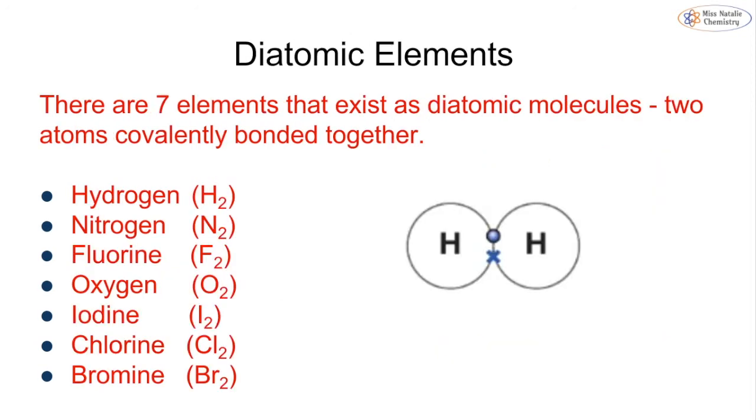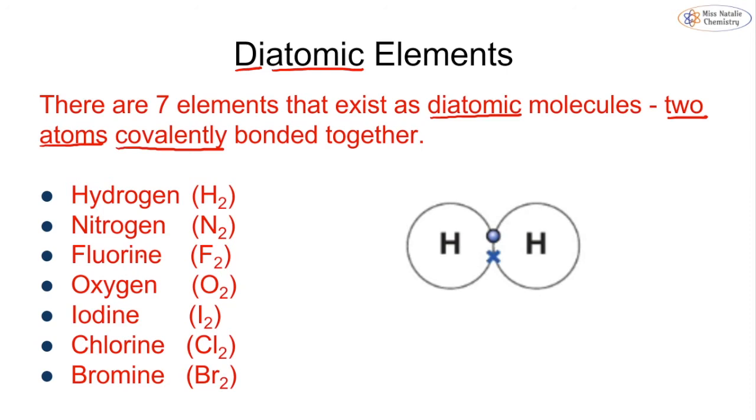Now, there are a certain set of elements that you have to be aware of that follow this octet rule, and they exist as what we call diatomic molecules. And this simply means 2 atoms. So the di meaning 2, atomic meaning atom. And these are 2 atoms that are covalently bonded together. And there are 7 elements on the periodic table that exist like this. You will not find these 7 elements as one atom on their own. They always exist as a pair.